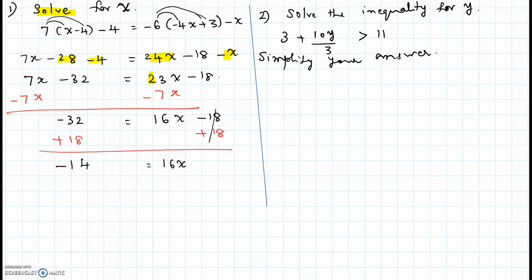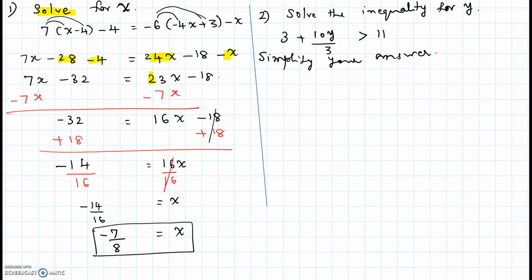Now you divide both sides by 16 in order to isolate the x. So it will be x equal to negative 14 over 16. The problem says simplify, so you can simplify that, reduce it, negative 7 over 8. So x equals negative 7 over 8 is the solution to the problem.